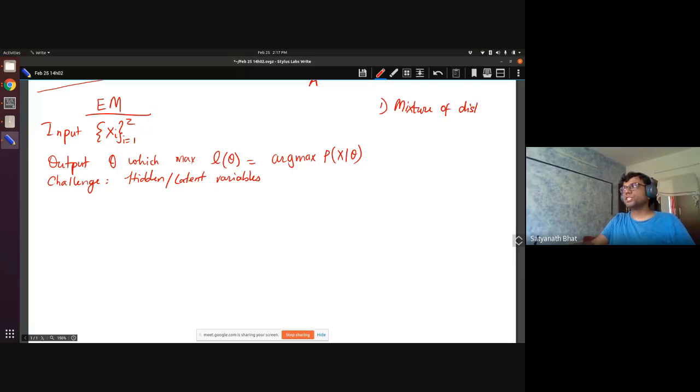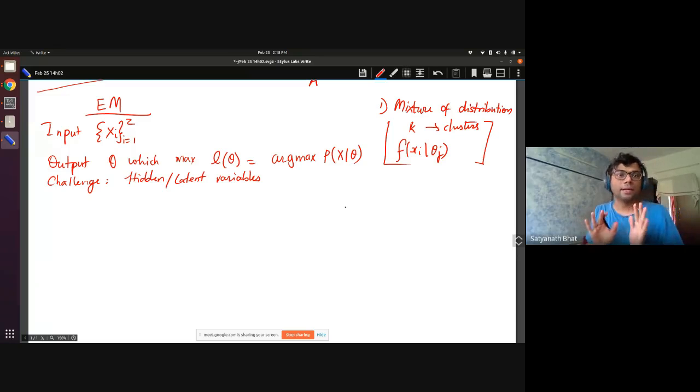In a mixture of distributions, there is a k, and that k tells you how many clusters there are. And then you have f of xi given a particular theta j. If xi belongs to the jth cluster, how is f of xi coming? So this is one application. There can be many. All you need for using EM is that there is some data and something which is latent or hidden. It's quite general, not just for a mixture of distributions. So this is the problem framework.